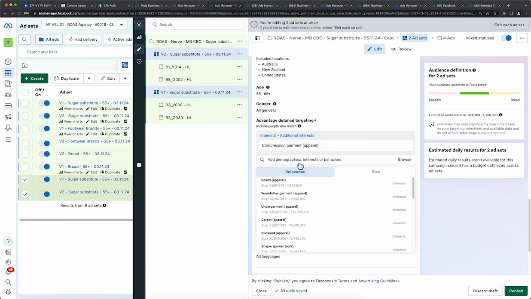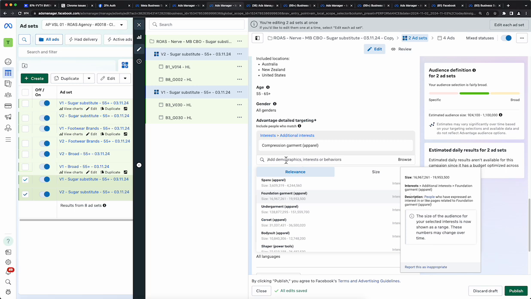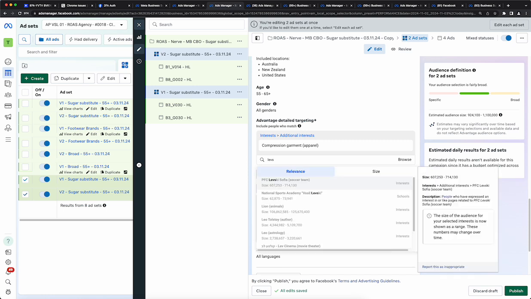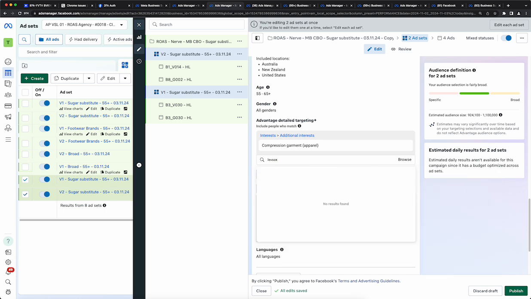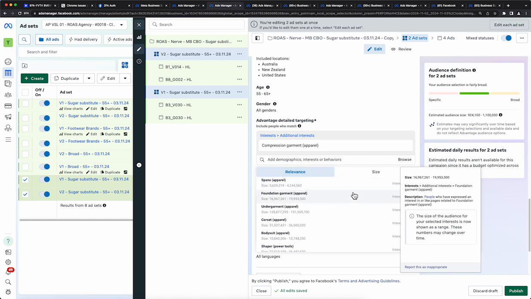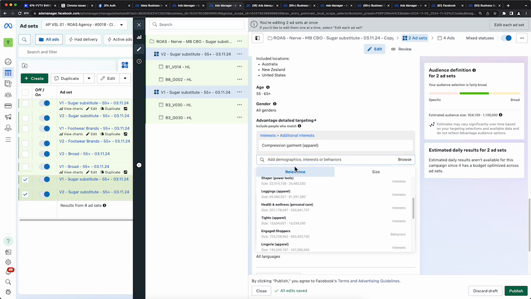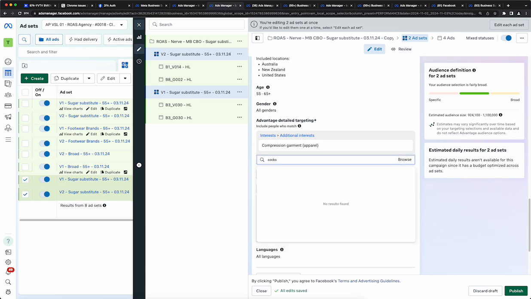Now, I don't think we're going to see any of these, but we can try. So let's try, was it Lev Socks? I don't know if that's how you spelt it. No, we're not going to find them. Okay, but we've got this, right? So compression garment, so find undergarment. Shaper, power tools. Let's have a look what we find if we type in socks.